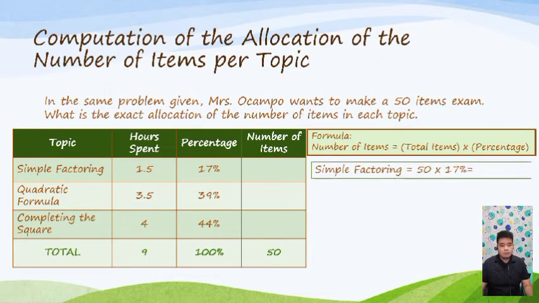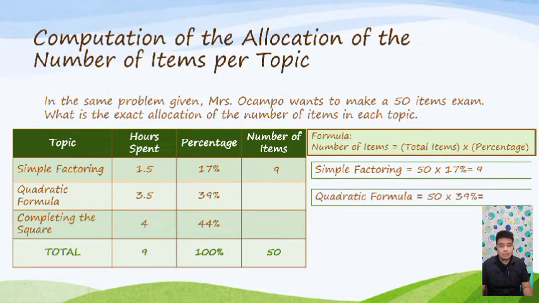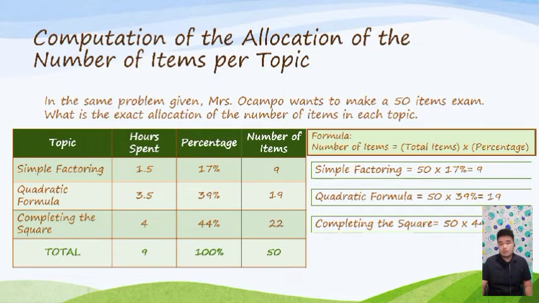So now we have 50 multiplied by 17%. It will give us a result of 9. So let's put 9. Then for the quadratic formula, 50 multiplied by 39% is 19. So let's put 19. Then for the completing the square method, 50 multiplied by 44% will give us a result of 22. So adding these three, it will give us a total number of 50 items.